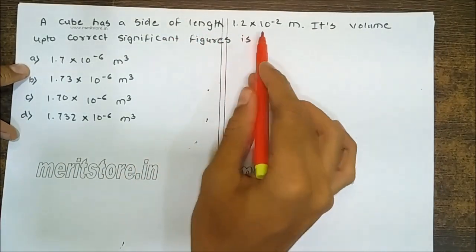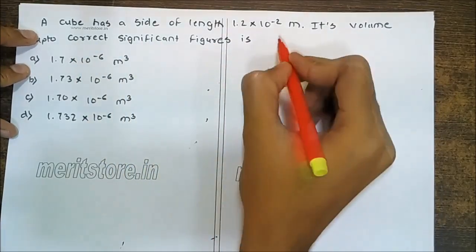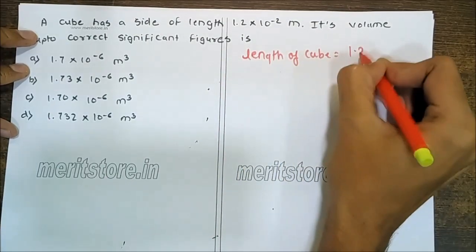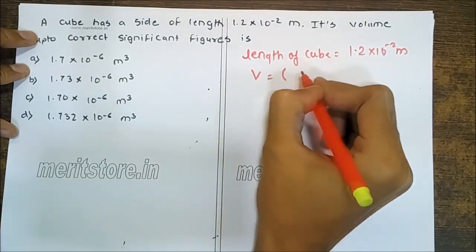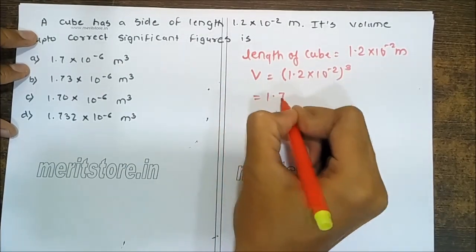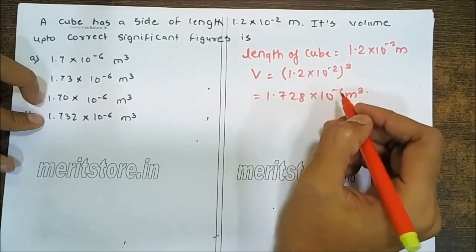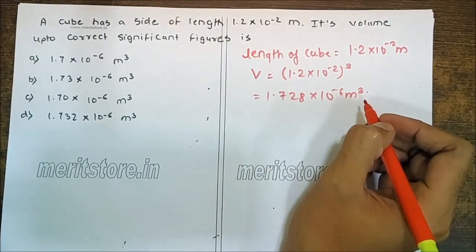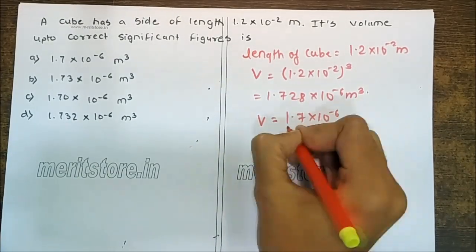A cube has a side of length 1.2 into 10 raised to minus 2 meters; its volume up to correct significant figures is? So the length of the cube is given as 1.2 into 10 raised to minus 2 meters, and the volume V will be equal to the length cubed, that is 1.2 into 10 raised to minus 2 the whole cube, which comes out to be 1.728 into 10 raised to minus 6 meter cube. As a result, we can have only two significant figures, so we round it off and we get V equal to 1.7 into 10 raised to minus 6.